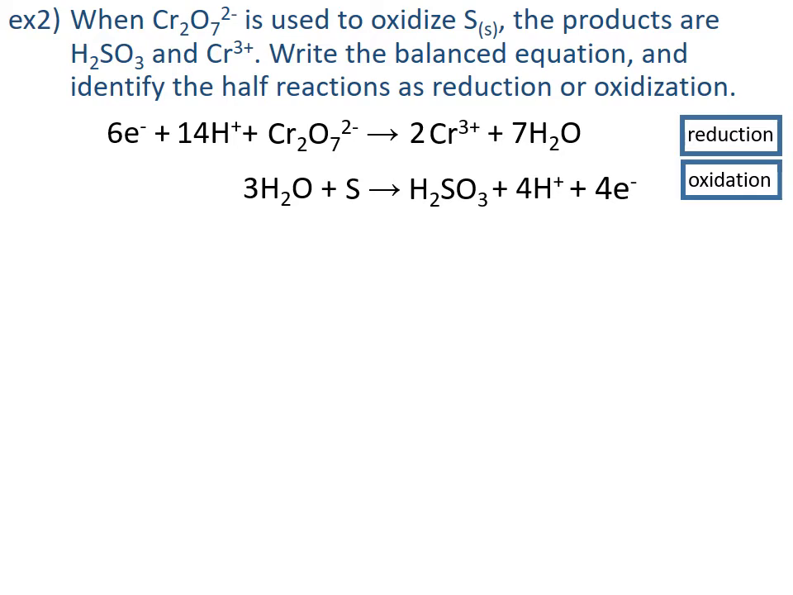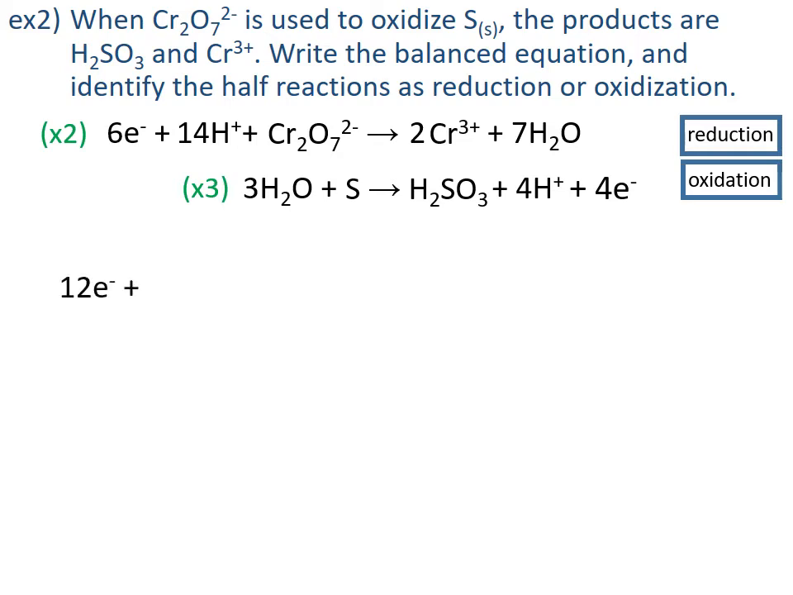Now I will want to merge these two reactions, and to do that successfully, I will have to make sure that the electrons cancel out. I've got 6 electrons and 4 electrons. The smallest number they can both go into is 12. So I will multiply the top line by 2 and the bottom line by 3.